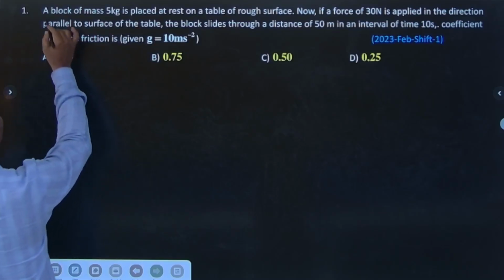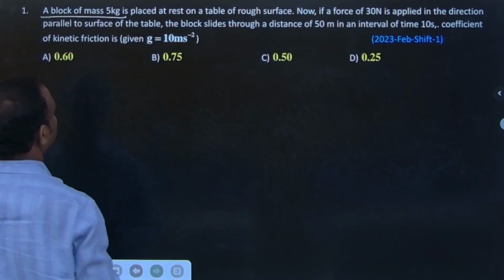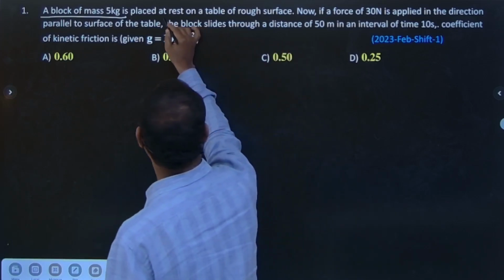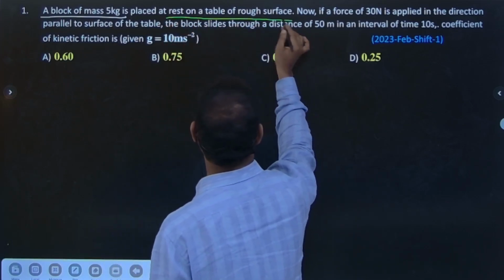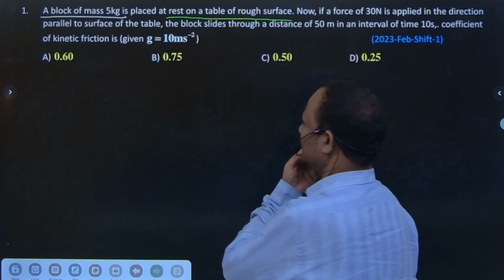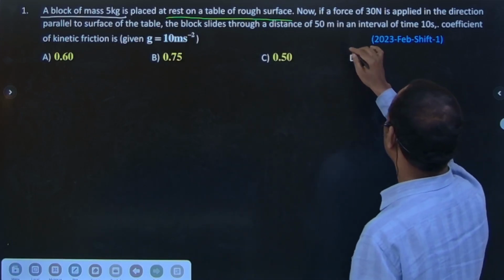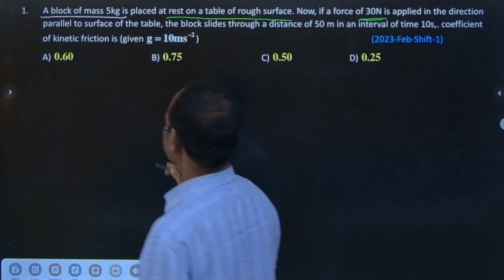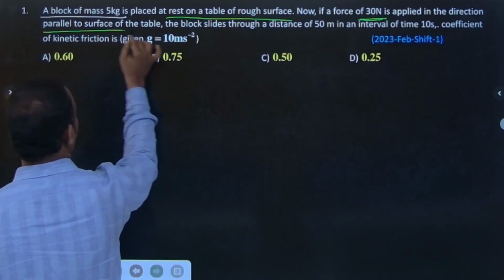A block of mass 5 kg is placed at rest on a table on a rough surface. The coefficient of friction is given here. Now, a force of 30 Newton is applied in the direction parallel to the surface of the table.